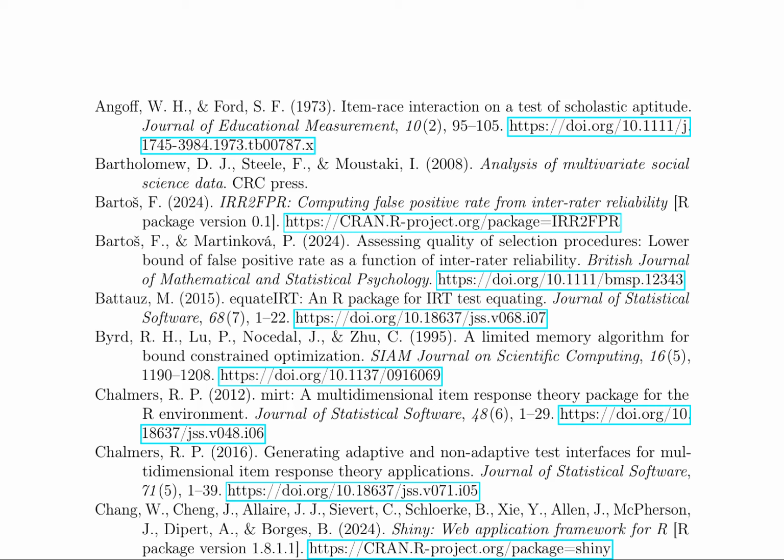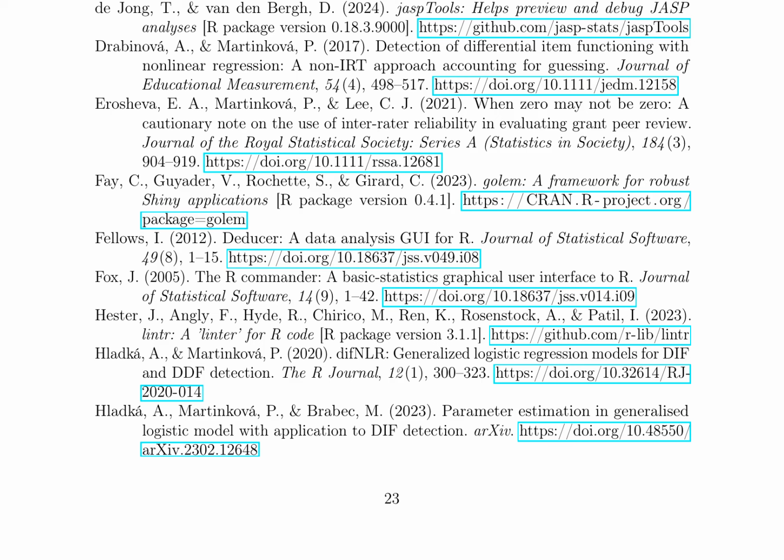Here is a combined summary of pages 23 and 24 of the research paper. The paper cites various studies and R packages related to item response theory, psychometrics, and statistical analysis. The authors reference Angoff and Ford's 1973 work on item-race interaction and Bartholomew et al.'s 2008 analysis of multivariate social science data. They also mention Bartoš and Martinková's 2024 research on assessing the quality of selection procedures and Chalmers' 2012 multidimensional item response theory package for R.